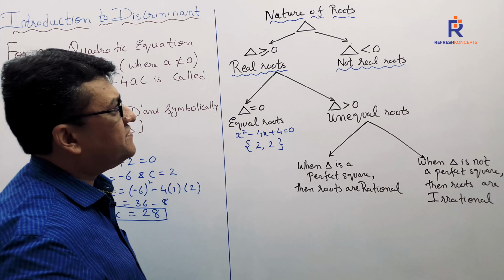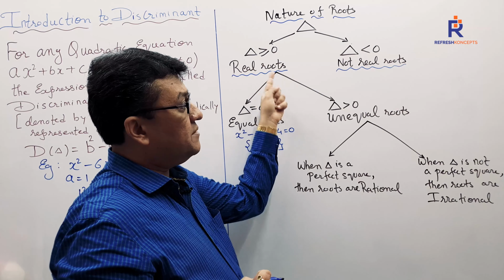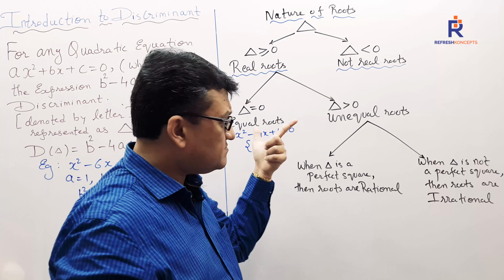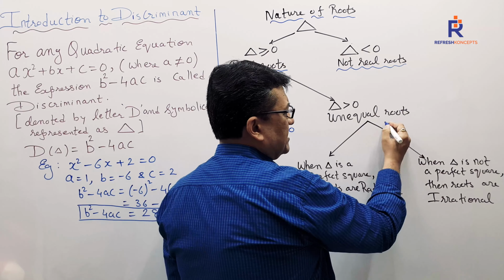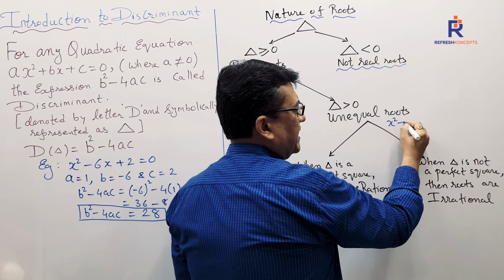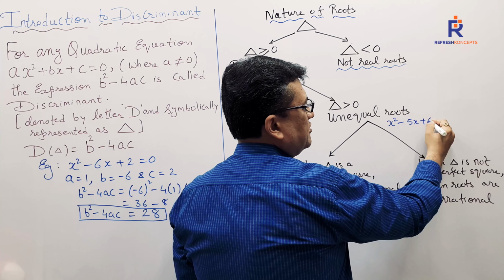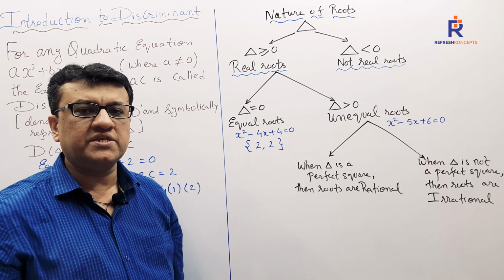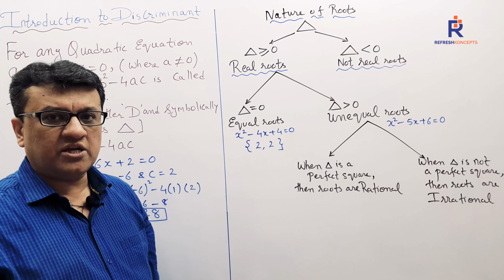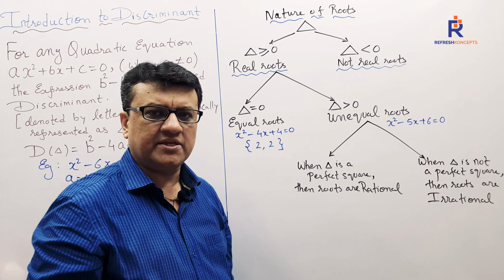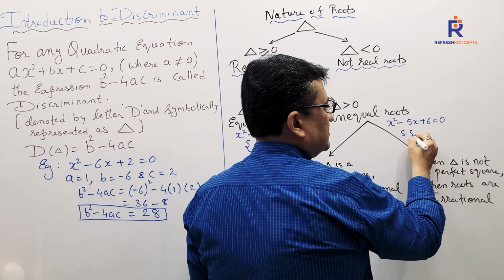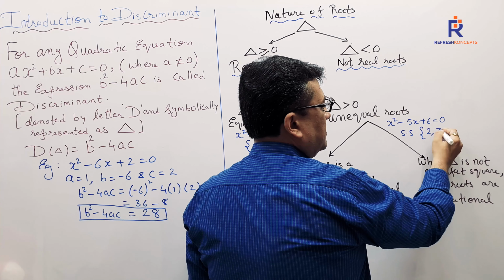Let's take, what if the roots are real, but the value of delta, B square minus 4AC, is greater than 0? Let me give you one example. Say x square minus 5x plus 6 equals to 0. On solving this quadratic equation by method of factorization, the answer will be 2, 3. So the solution set is going to be 2, 3.